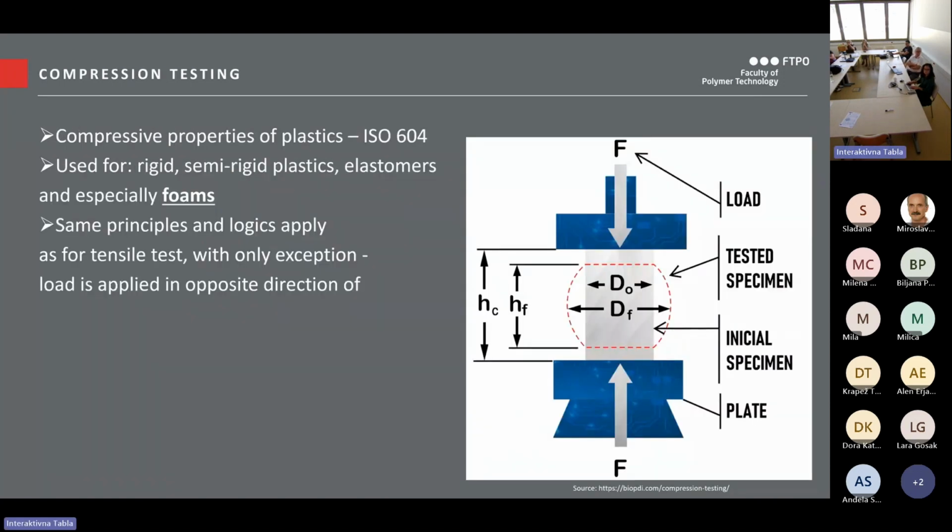If we move further to compression testing, we will go really briefly through it because basically the same principle and same logic apply as for tensile testing, with the only exception that the load is applied in the opposite direction. Compression testing is defined by the ISO 604 standard for compressive properties of plastics. It's used for rigid, semi-rigid plastics, elastomers, and especially foams.